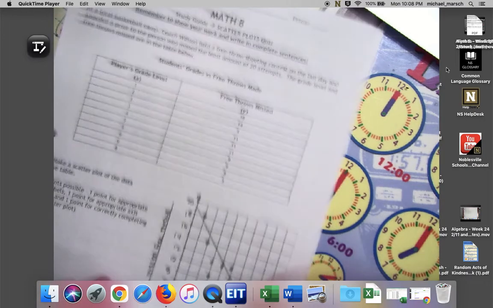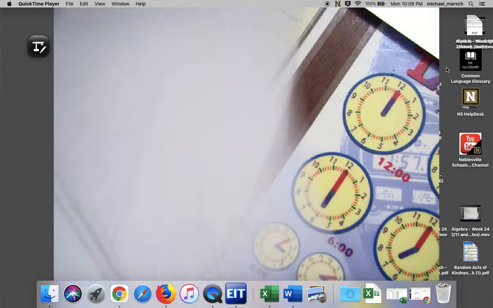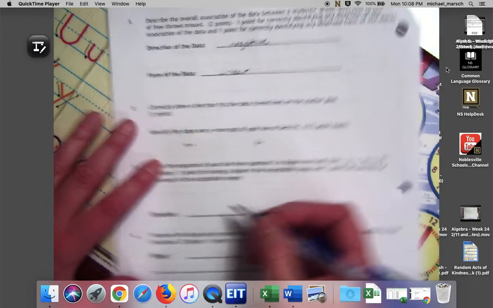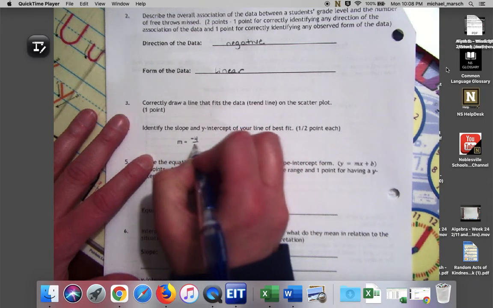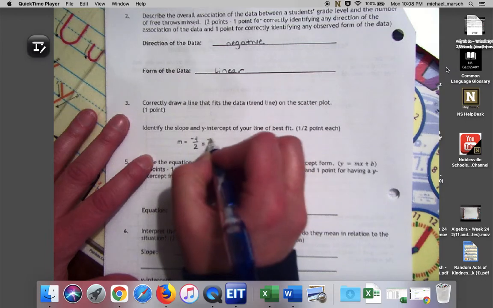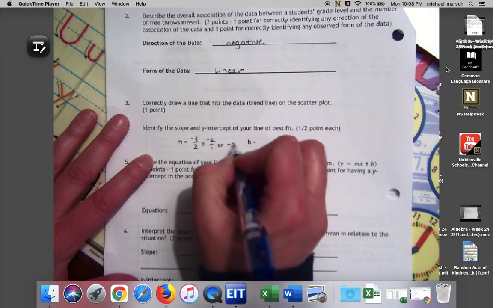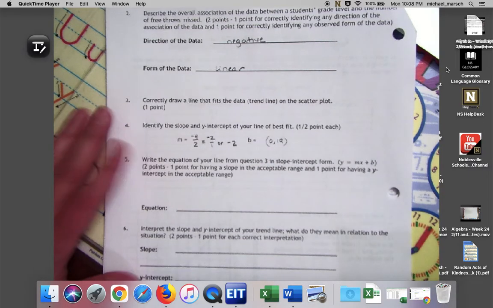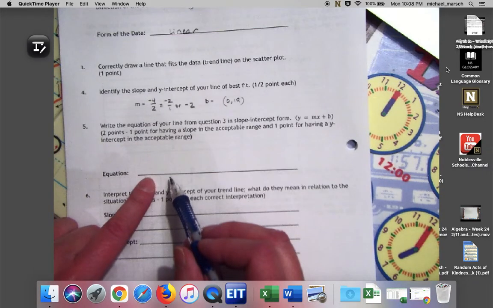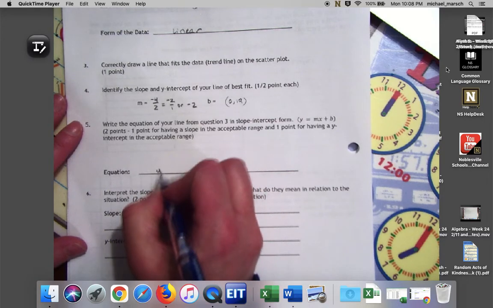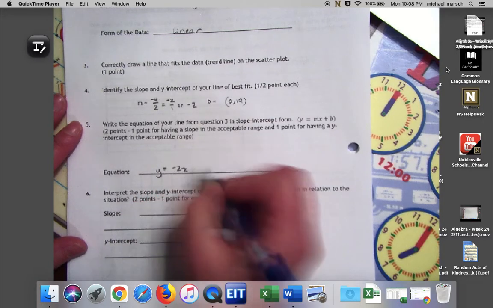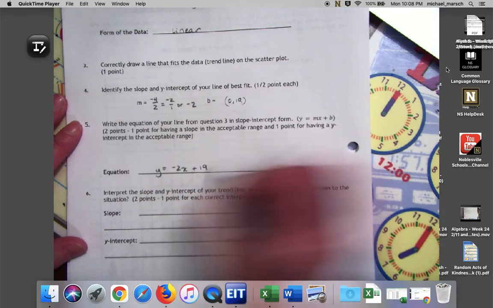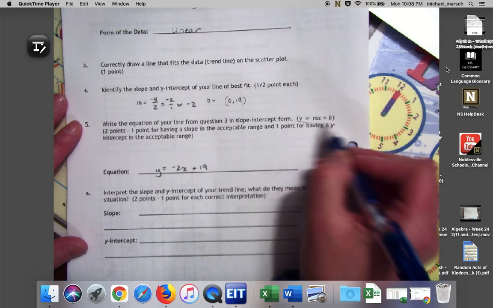Okay, so my slope is -4/2, which we all know can be simplified to -2/1 or just plain old -2. And my y-intercept was (0, 19) for my trend line. Now I have to write the equation. So remember, the equation comes from my slope and my y-intercept. So I've got that y = mx + b.